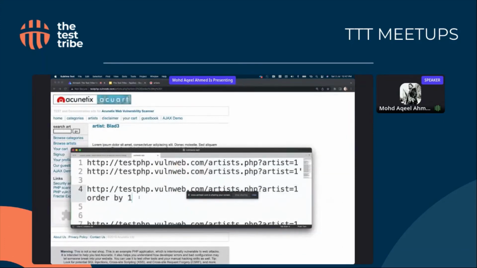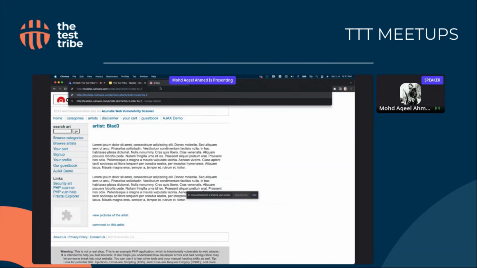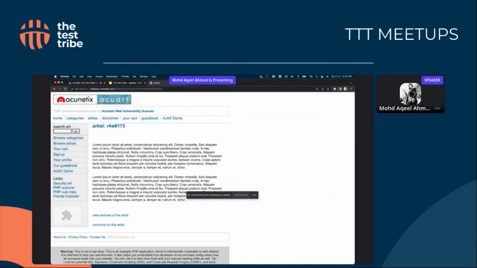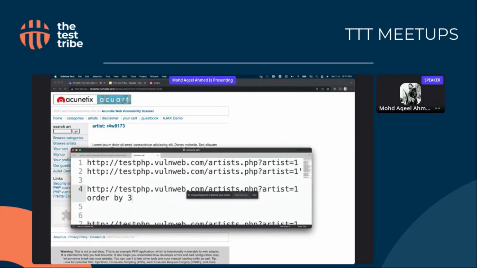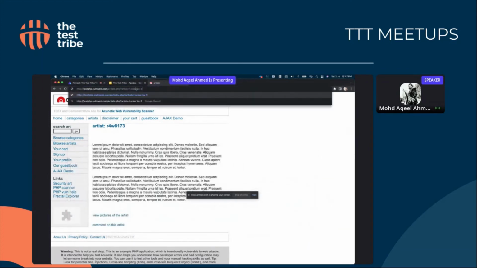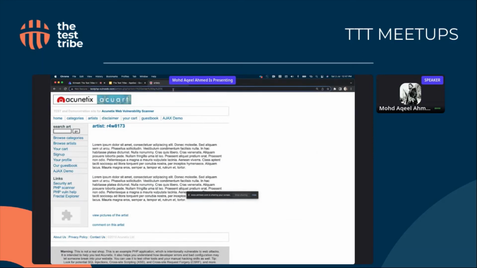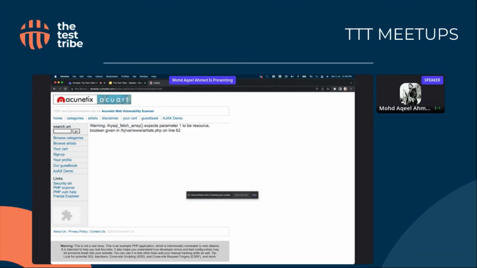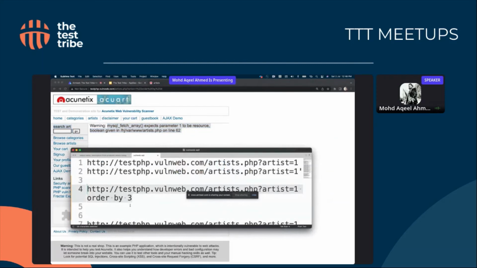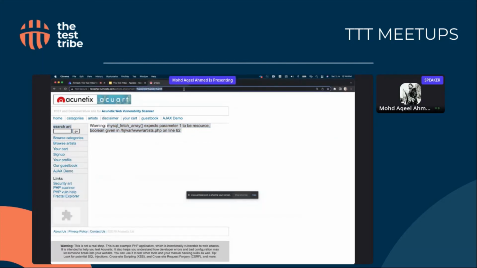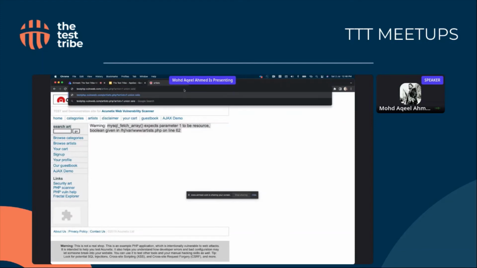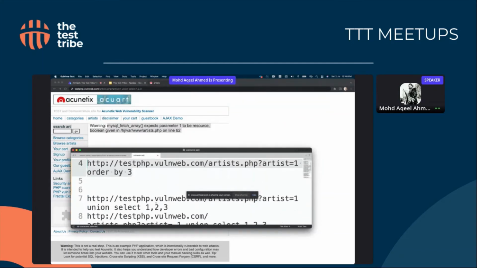Now if we try to sort by some other column number, suppose order by 2, we are saying sort the data by the second column. Then we say third column and then fourth column to see if it is able to do that. The fourth one again gives us this error. So that means there are only 3 columns. Now we should be able to do the union. Union select 1, 2, 3. We're doing this.